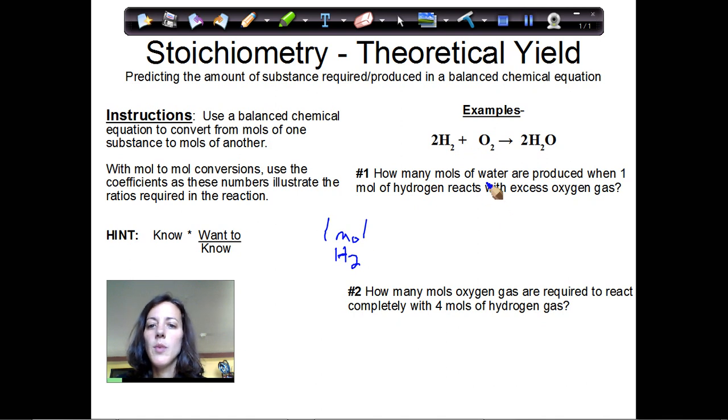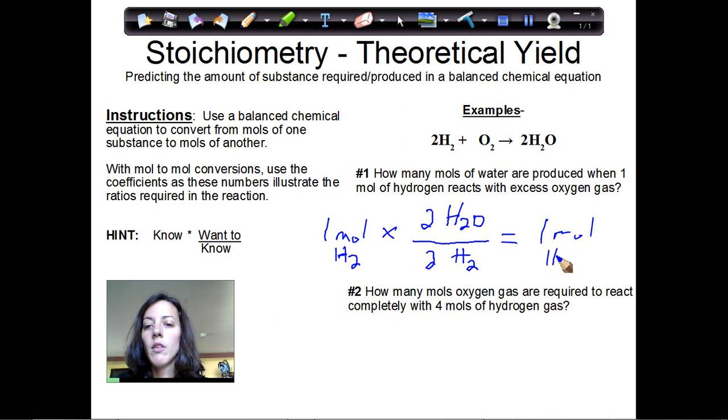And we are looking to know how much water we can make. That's what we want. So we are going to multiply 1 mole of hydrogen. What we want is water, so H2O goes on top. It's 2. And we know hydrogen. And that number for hydrogen is 2. We're always going to take the coefficients for our fraction when we're converting from one substance to another. So 1 times 2 divided by 2. If we start out with 1 mole of hydrogen, we can make 1 mole of water.